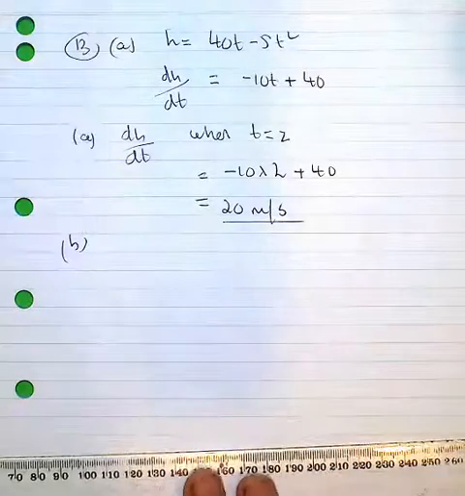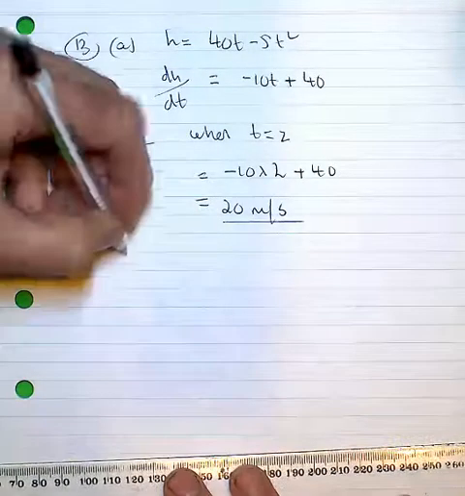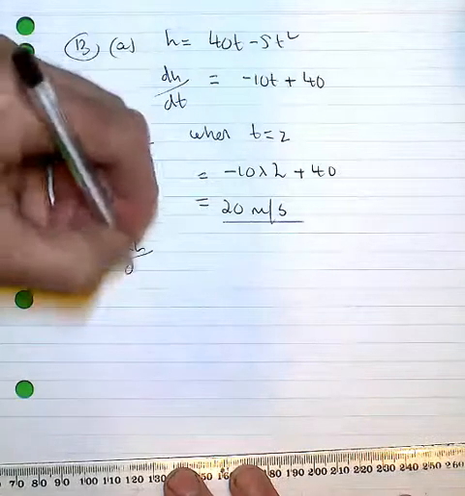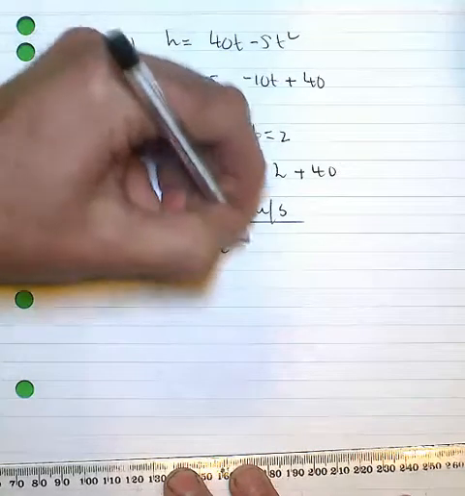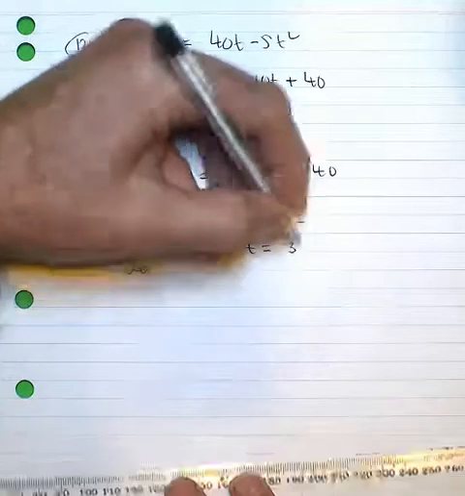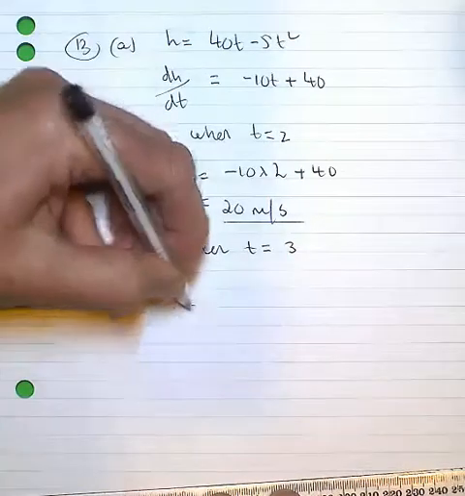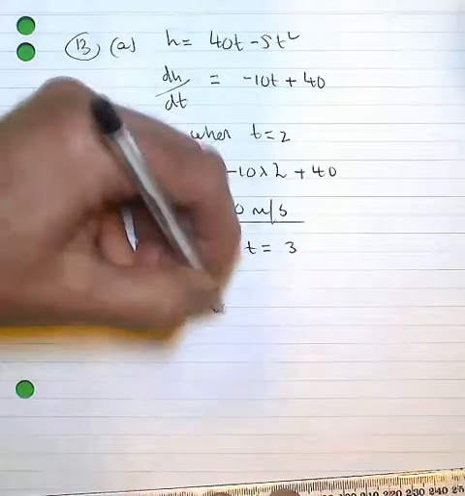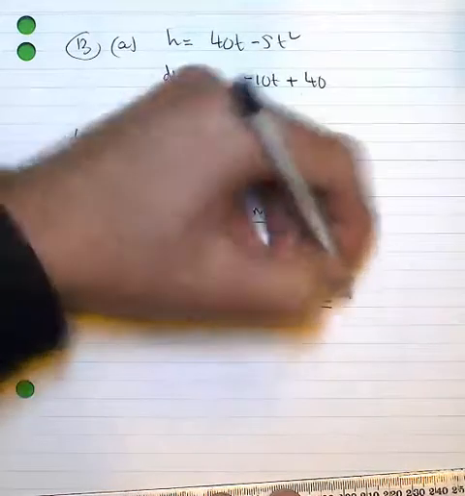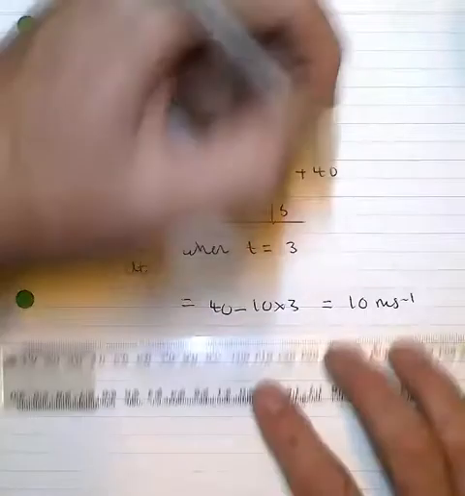For B, velocity, when t is equal to the rate of change of height when t is equal to 3 seconds, that's going to be 40 take 10 times 3, or 10 meters per second.